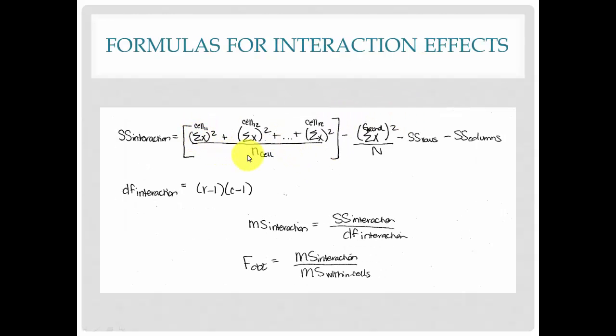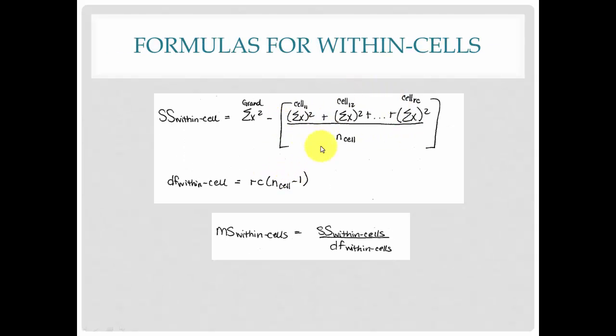Look here, okay, as this interaction. So you've just calculated it, and you're going to subtract those cell sum of x from the grand sum of x squared for your within cell formula. Right? Your within cell degrees of freedom is going to be the number of rows times the number of columns times the number per cell minus 1. And then you're going to calculate your mean squares within by dividing your sums of square within by your degrees of freedom. So the same pattern. Okay.